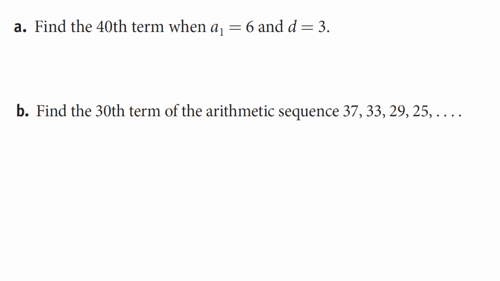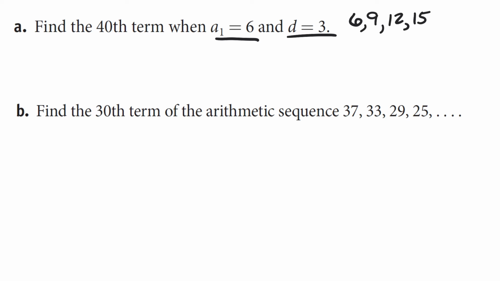So here's an example that I was talking about. Finding the 40th term in a sequence that starts at 6 and has a common difference of 3. So essentially what this is saying is 6 moving up to 9, moving up to 12, moving up to 15. I could obviously do this 40 times and figure out where we are headed.